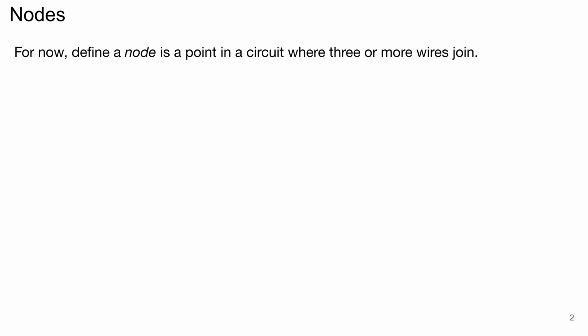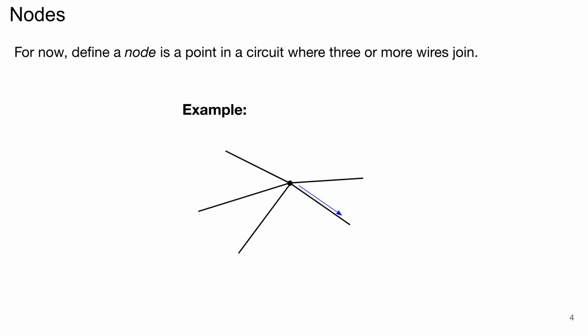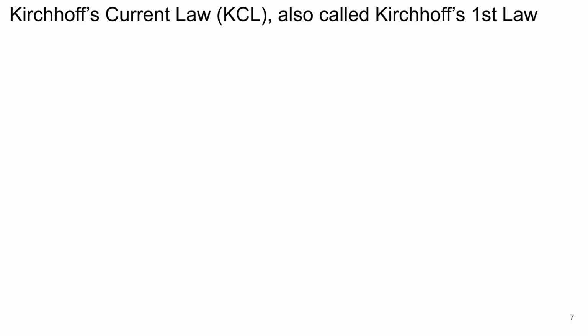We will use the word node to refer to a point where three or more wires join. This example shows a node where 5 wires join. If these wires carry electric currents, then such a current generally can flow either away from the node or into the node. As we will see next, these directional differences will be accounted for in Kirchhoff's current law by using positive and negative signs.